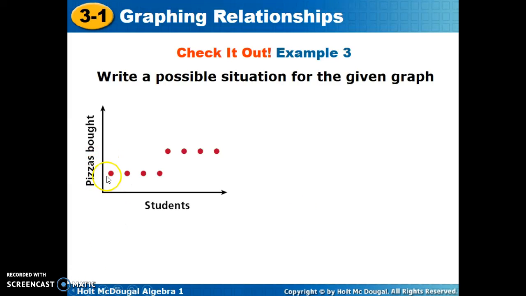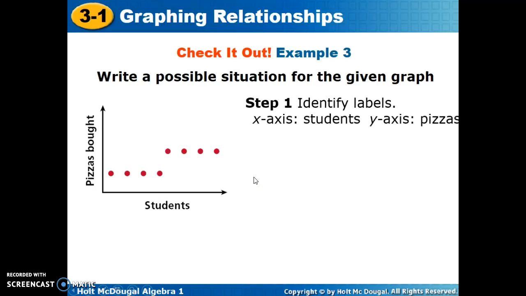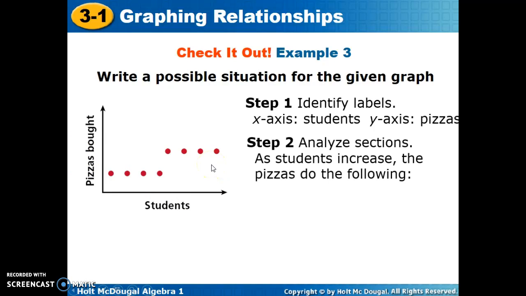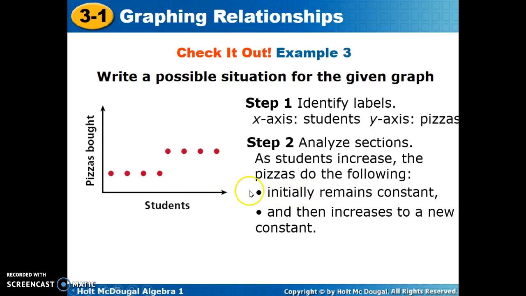Well, we see that the number of pizzas bought are related to the number of students on the x-axis. So as the number of students is increasing, the number of pizzas bought will also be increasing. Identify x-axis as students, y-axis as pizzas. As students increase, the pizzas do the following. Initially, they're remaining constant, but at a certain point, the number of students increased so much that we needed to increase the number of pizzas bought.